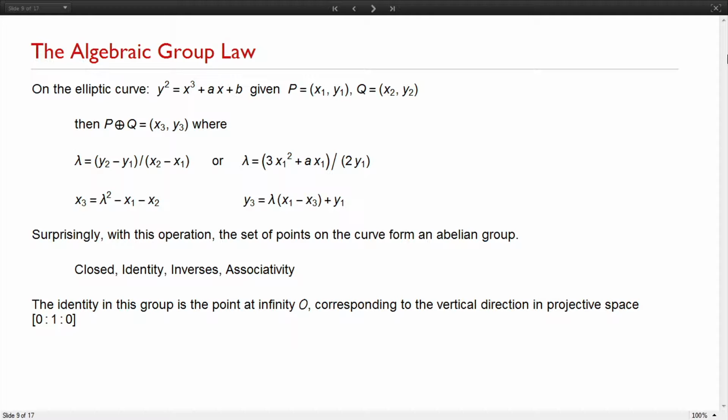We're adding 2 points, we compute the slope of the line, change in y over change in x, where the x's are different, and we use implicit differentiation to get the slope in the case of a tangent point. And then the second equations give the coordinates x and y of the sum in terms of those things we just calculated. Surprisingly, that can be proven algebraically to give an abelian group. It's closed in the field. We have an identity, we have inverses, we have associativity. And so this is where elliptic curves get interesting: we can now apply algebraic ideas to the geometry.